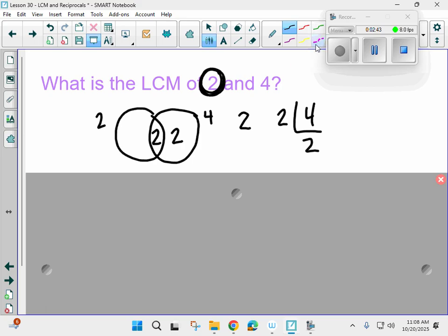And then the LCM is everything in both circles, which is 2 times 2, which is 4. That is the smallest number that 2 and 4 both go into.